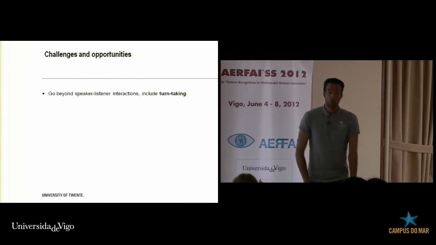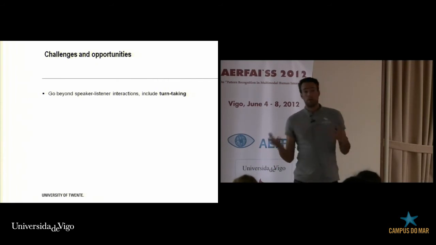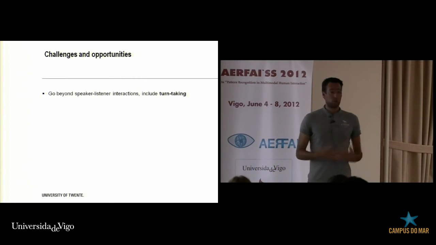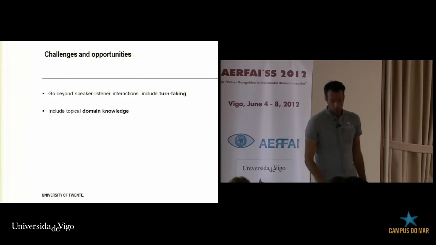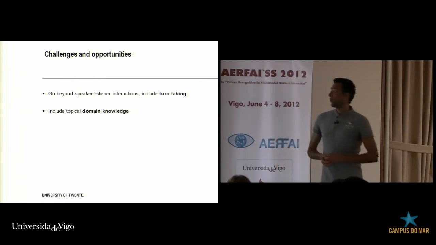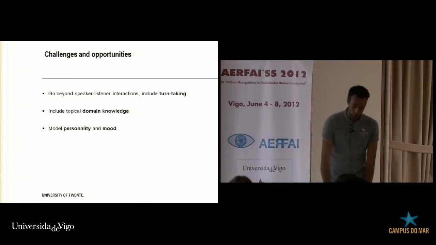So if we're going to look at a slightly broader scope, what we have to do is also go beyond these speaker-listener things. So we're not only going to look at listening behavior, we have to include turn-taking. And it's going to be a big step, but we have to do that eventually to have real conversations with virtual agents, computer characters, robots. And also, what we need to do is include domain knowledge, because eventually you need to know what to say instead of just saying, without knowing what the conversation is about.